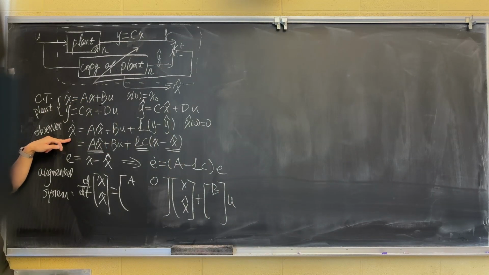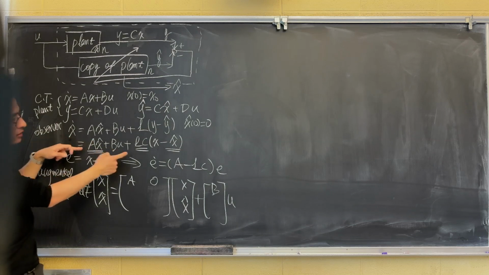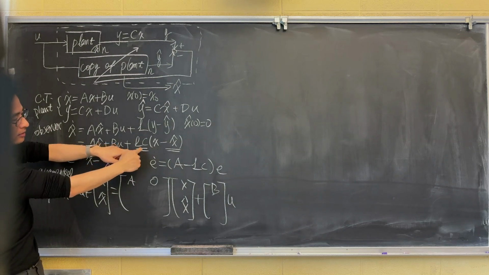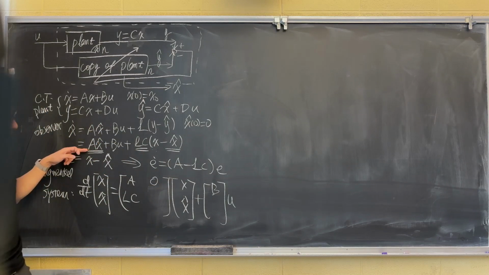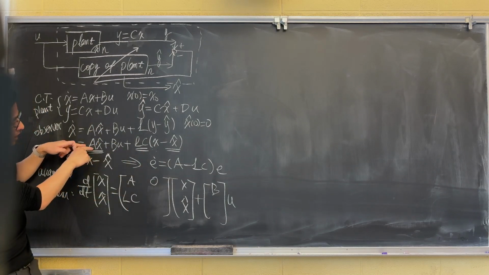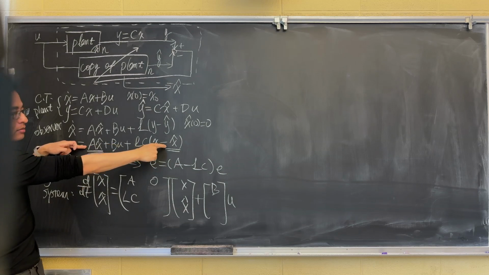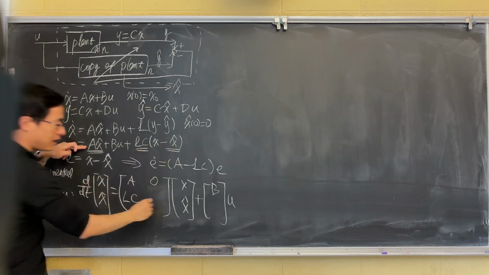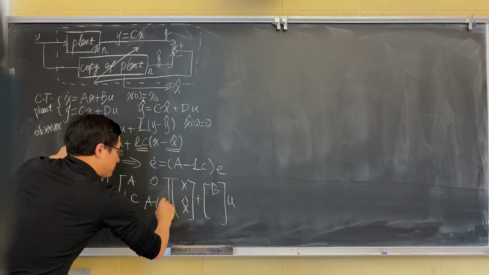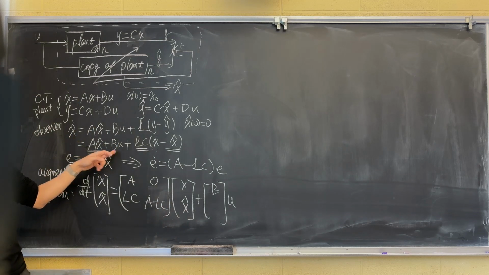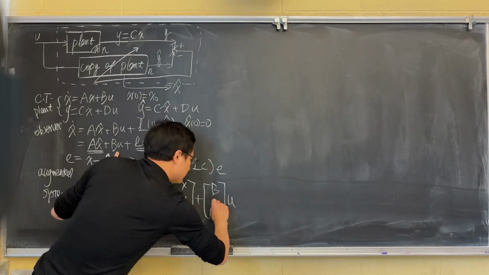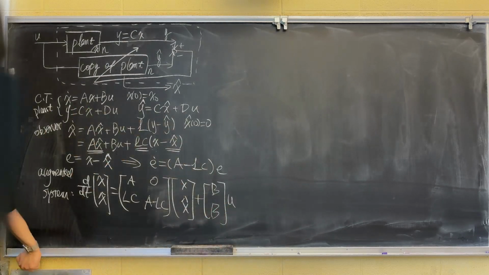And then x hat dot depends on x. It depends on LC times x, so it's LCx. And then it depends on x hat in the way of (A minus LC) times x hat. And then it depends on B times u. So that is the overall augmented system.